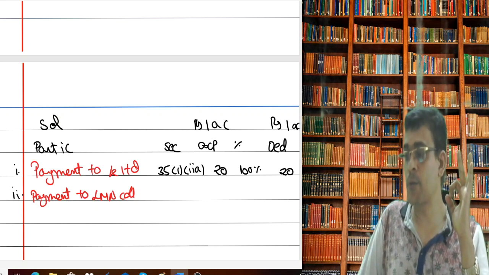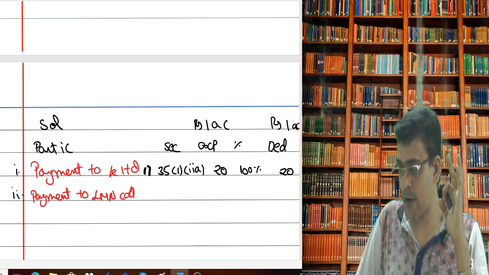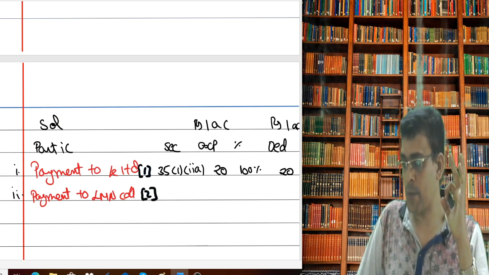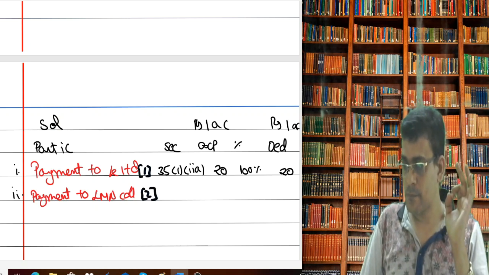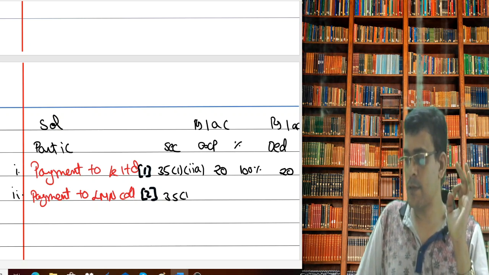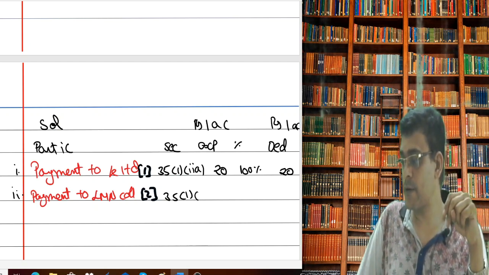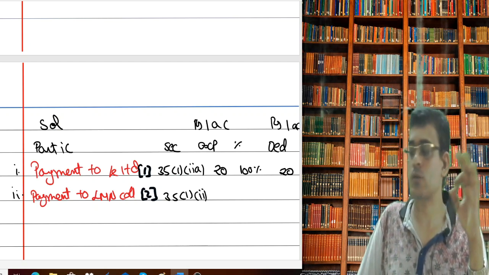For everything you need to put a working note. So you need to put that as working note number 1. You have to mention this as a part of your working note number 1. This you are supposed to mention as a part of your working note number 2. Now here, which section is that? Section 35 subsection 1 clause 2. We will be considering this as a part of your 35 subsection 1 clause 2.